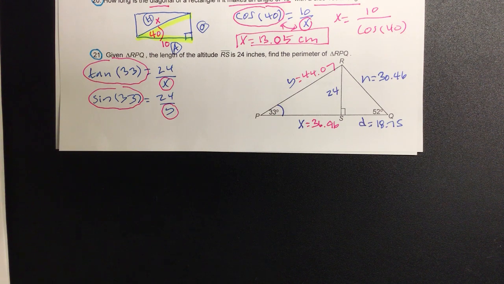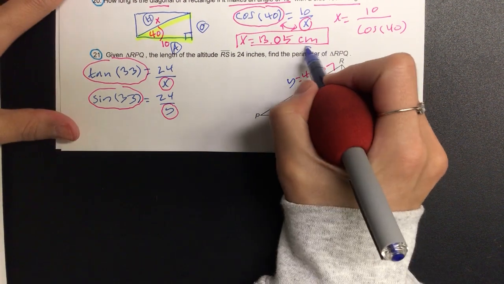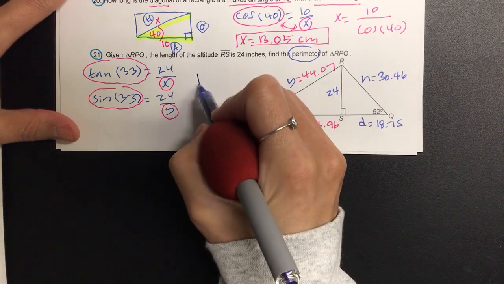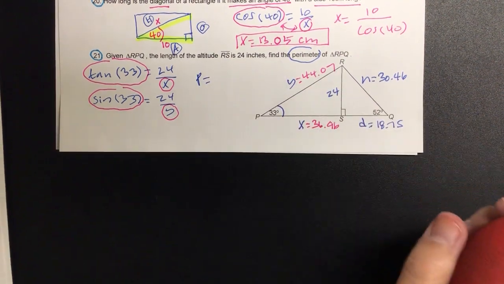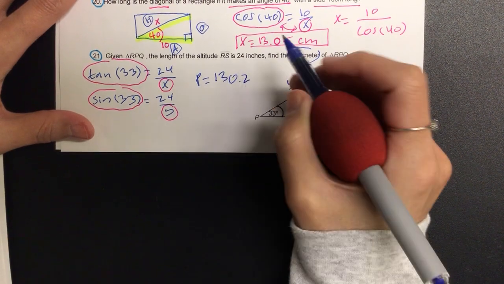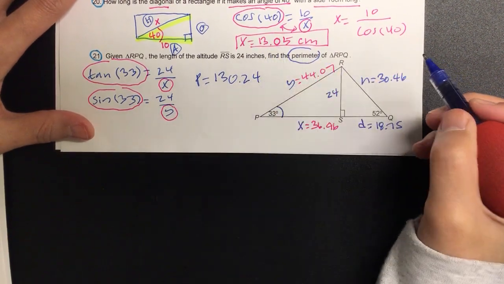Okay, let's all check with mine. But the question actually asks us to find the what? Perimeter, so we're adding all the sides on the outside. Somebody already have the perimeter? That's right, 130.24. And we're looking at inches.